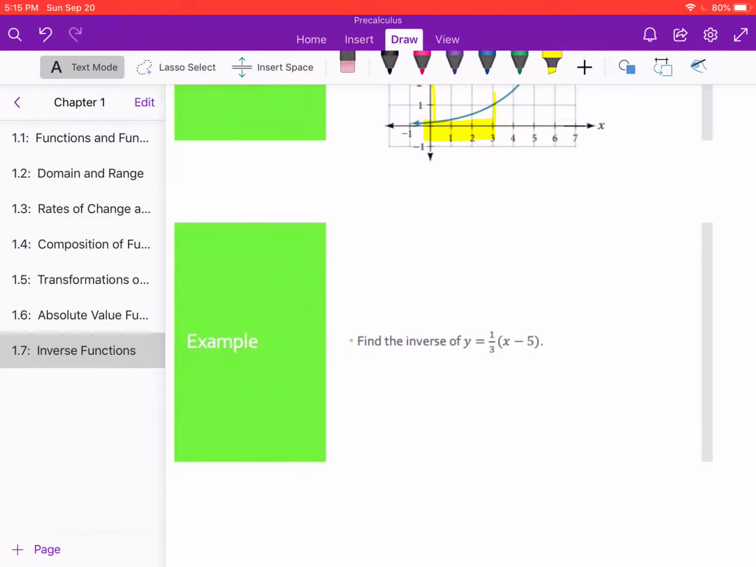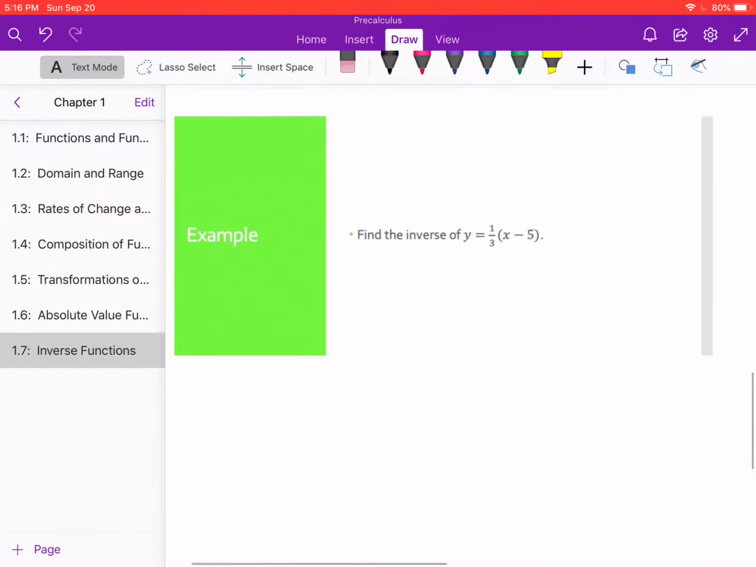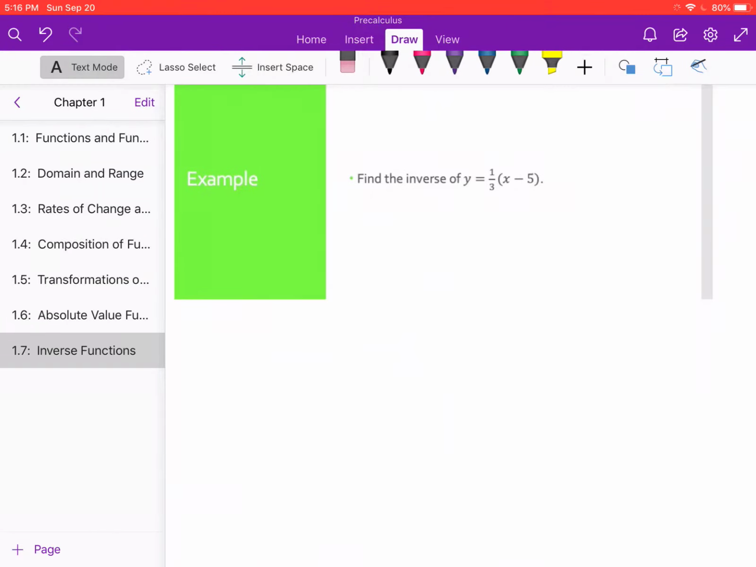And lastly, let's do an example. Find the inverse of y equals 1/3 x minus 5. So to find the inverse, we're going to switch x and y. So we're going to say x equals 1/3 y minus 5. And we're going to solve for y.